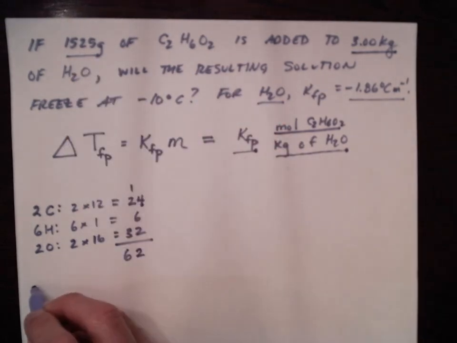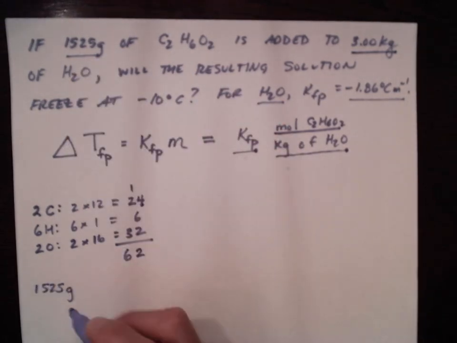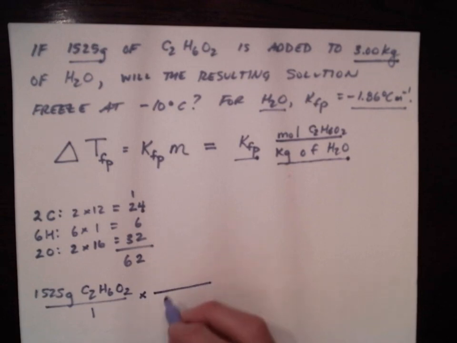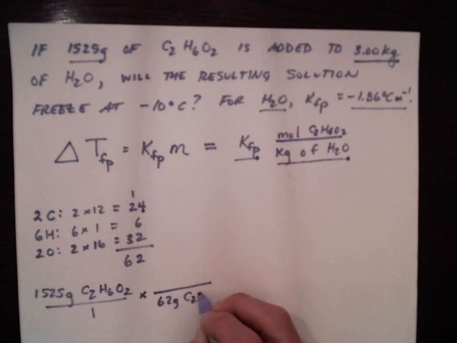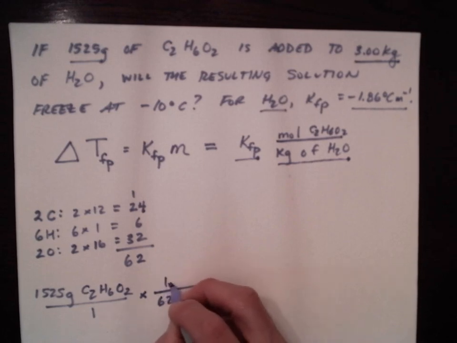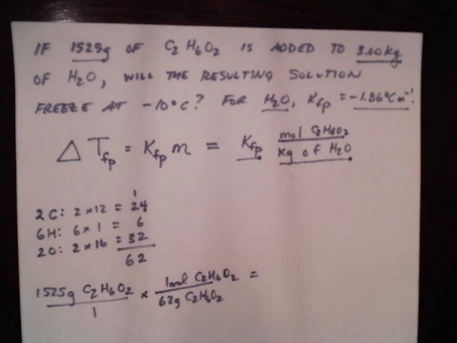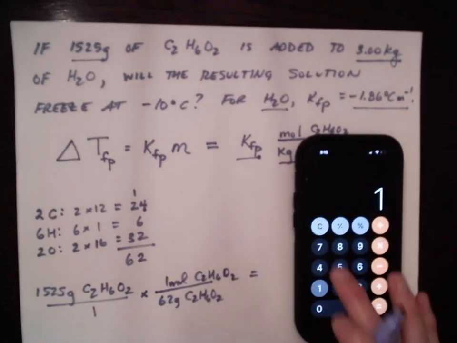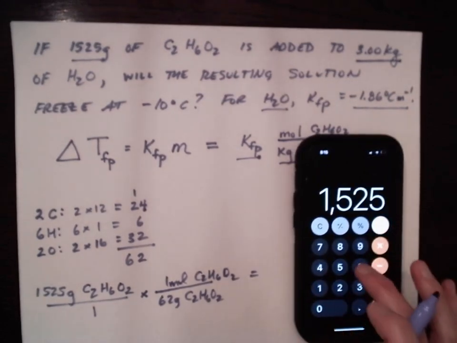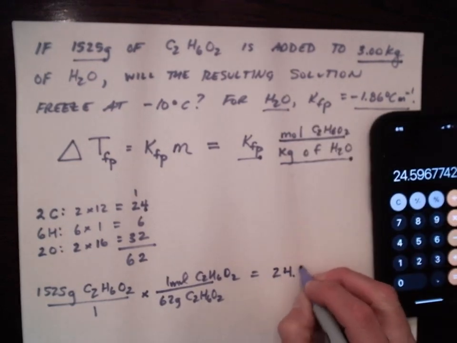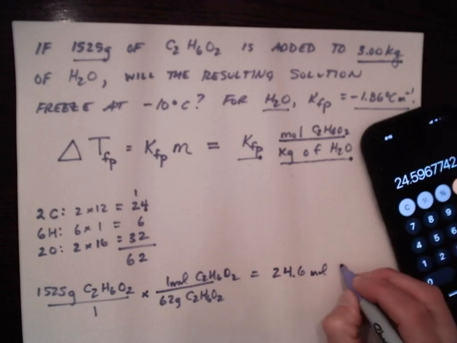So I take my 1525 grams and we're going to divide by 62 grams of ethylene glycol per 1 mole of ethylene glycol. So let's see, we have 1525 divided by 62, we have 24.6 moles of ethylene glycol.